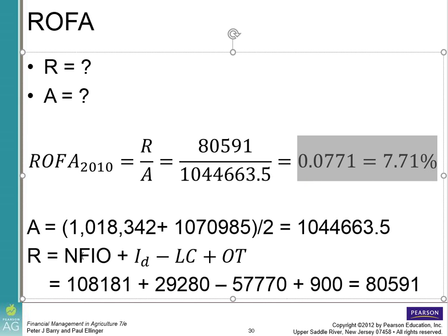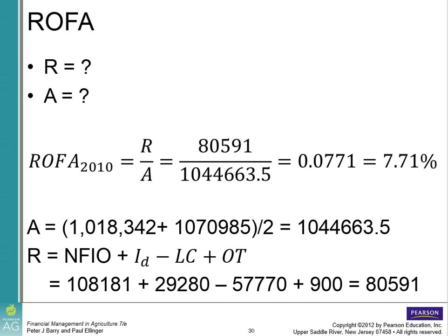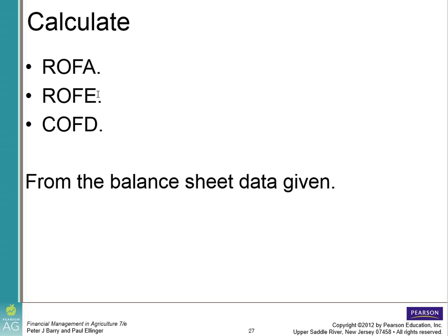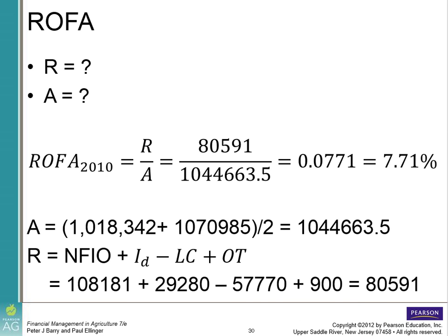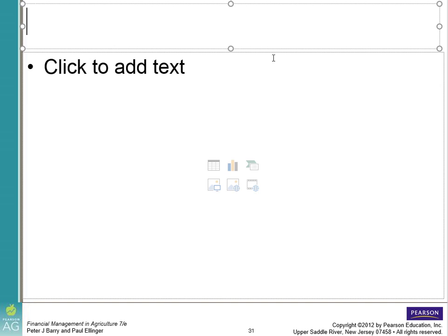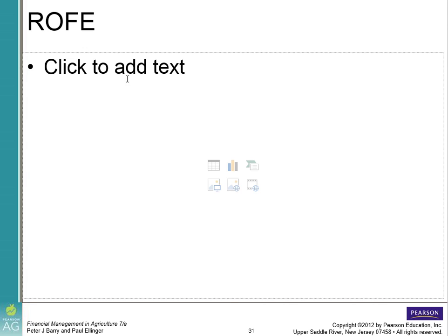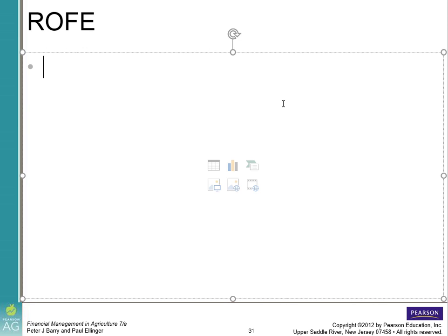Now I hope you have got some picture here. So again, I would strongly urge you to pause the video and try and work these other things, that is ROFE and COFD. I'm going to go ahead and do it anyway. Okay, let's look at ROFE. ROFE is rate of return on farm equity. Okay, so remember, all you need are two things.